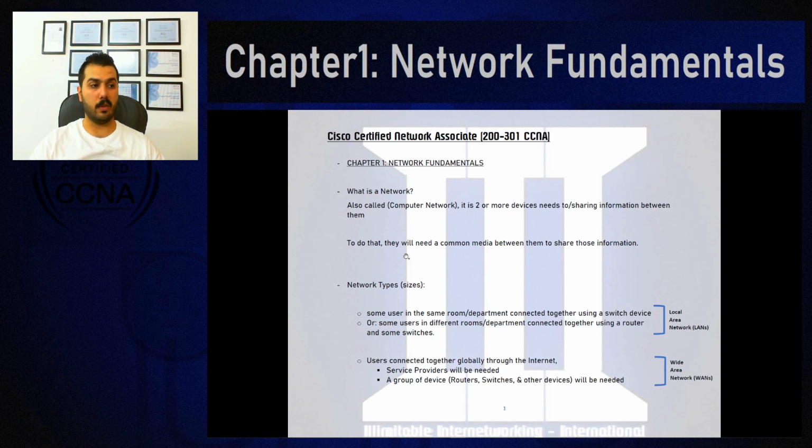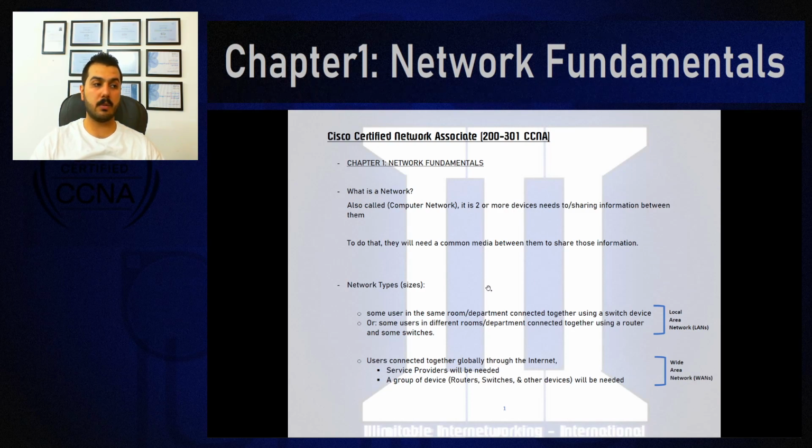To do that, they will need a common media between them to share that information. This might be physical cable media, or a wireless media. We will talk more about these medias, how to establish them, and how to establish any network.